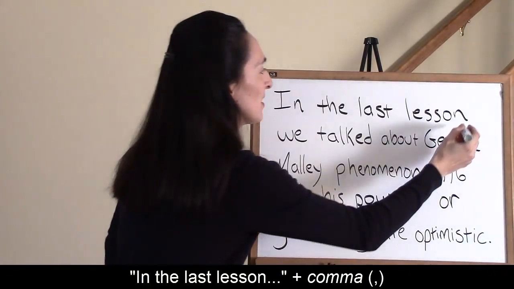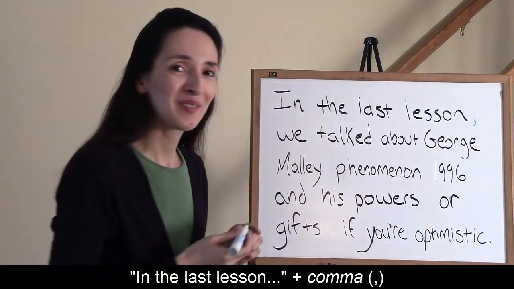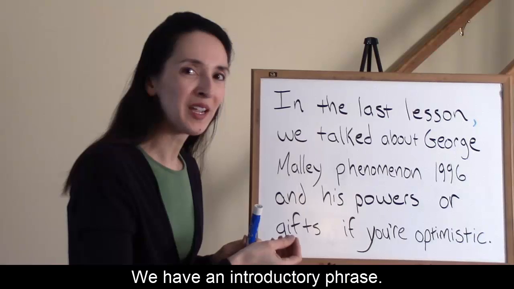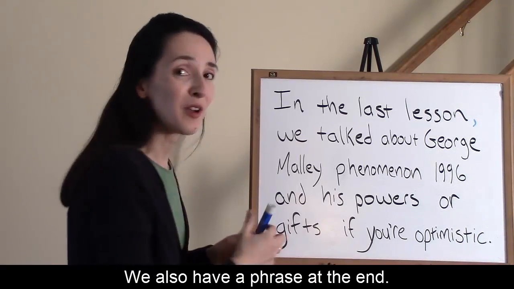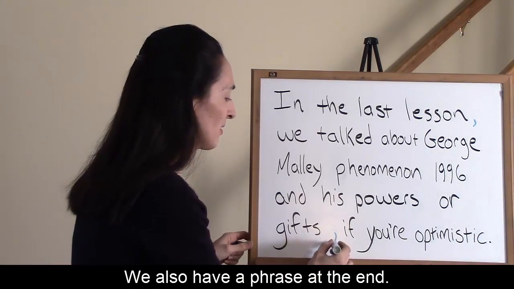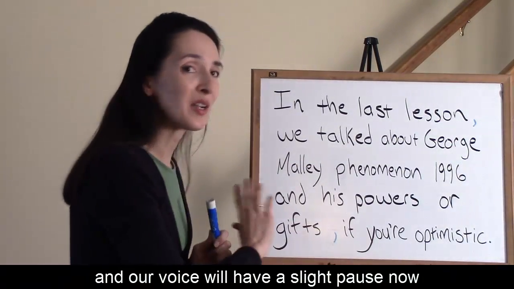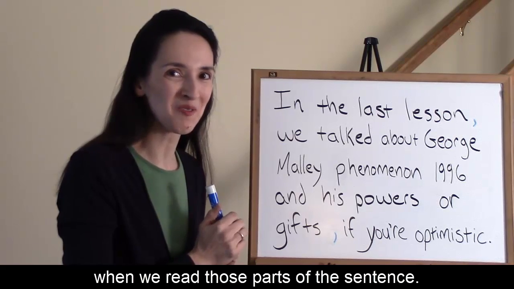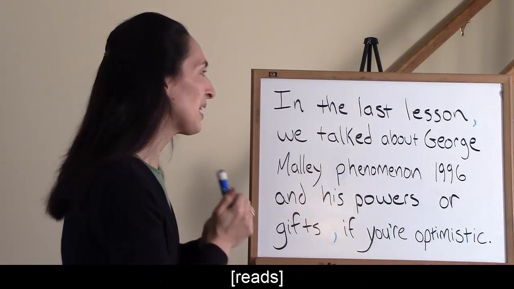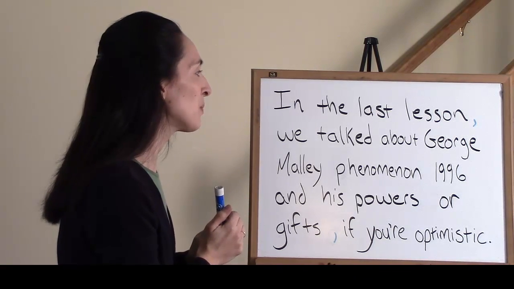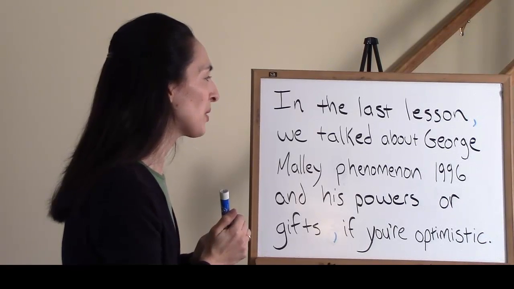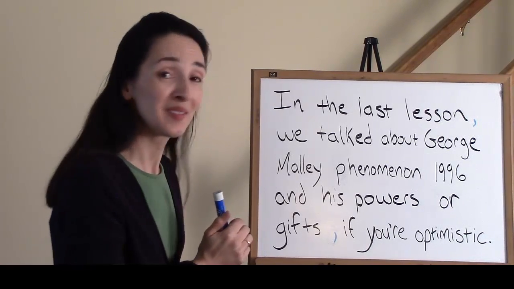In the last lesson, comma, we have an introductory phrase. We also have a phrase at the end. We'll also use a comma there, and our voice will have a slight pause now when we read those parts of the sentence. In the last lesson, we talked about George Malley, Phenomenon, 1996.